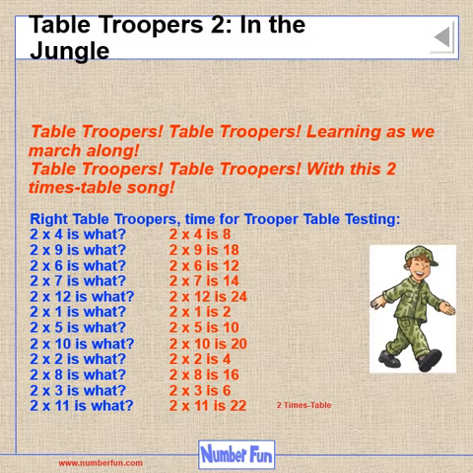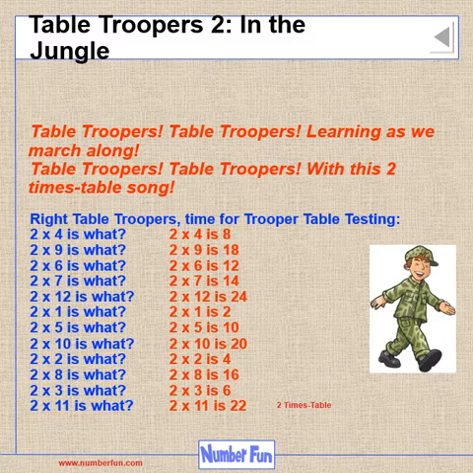2 times 5 is what? 2 times 5 is 10. 2 times 10 is what? 2 times 10 is 20. 2 times 2 is what? 2 times 2 is 4. 2 times 8 is what? 2 times 8 is 60. 2 times 3 is what? 2 times 3 is 6. 2 times 11 is what? 2 times 11 is 22.